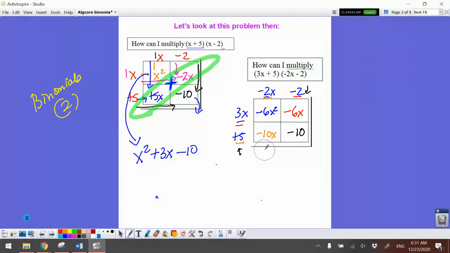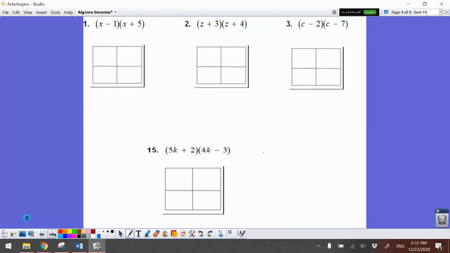So again, on the diagonal, there is a giant plus sign. Pull out the negative 6x squared. A negative 10 plus a negative 6 is a negative 16x and minus 10. Okay, go ahead and hit pause. See what you can do with these. Come up with your answers. Remember, the giant plus sign is in the middle, and make sure and watch your signs.